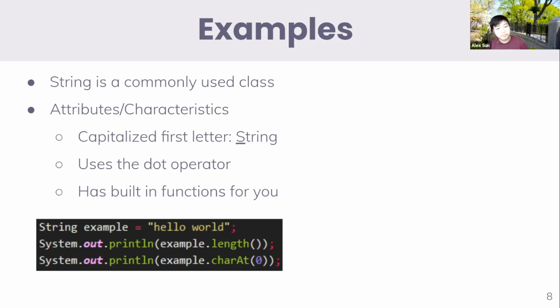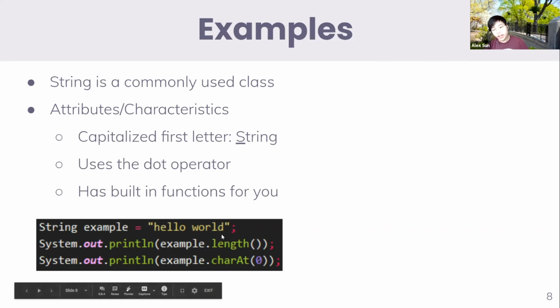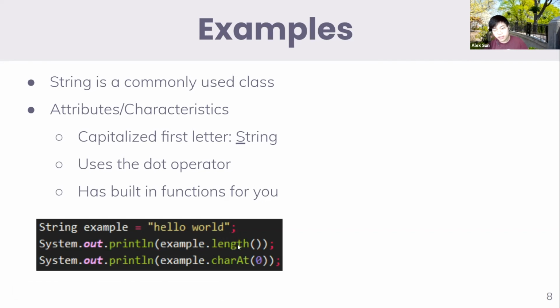In this case, Java has created a bunch of functions and things for us, and we can use the dot operator to access them. If we look at the snippet of code, we have a string example, and we can use Java's functions for it. If we want the length of example, we can do example dot length. So we use the dot operator and call this function length on it that Java wrote for us.